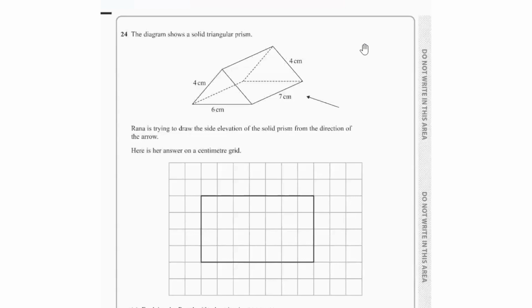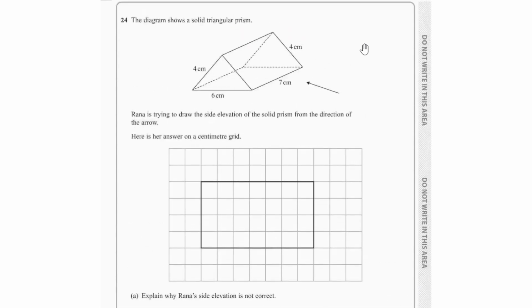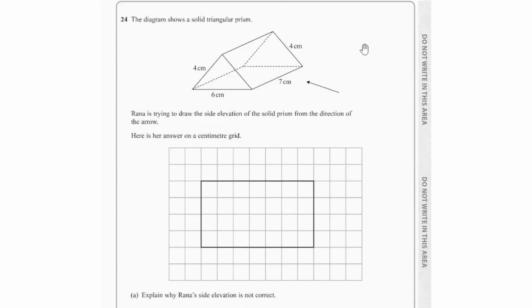Question 24 says the diagram shows a solid triangular prism. Rana is trying to draw the side elevation of the solid prism from the direction of the arrow. Here is her answer on a centimeter grid. Explain why Rana's side elevation is not correct. Rana's side elevation is not correct because what she's using is the hypotenuse over here. Instead, she should have used the perpendicular height, not the slant height.